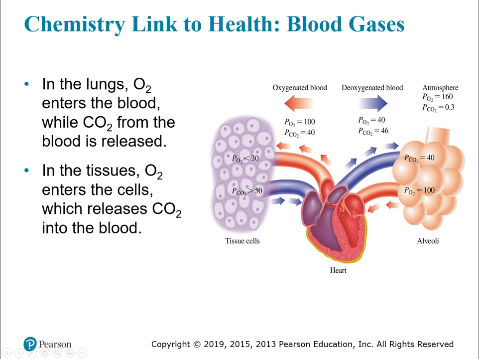Now we're going to link up partial pressures to the gases in our blood. When you breathe in and out, you're taking in gas and you're releasing gas. We need oxygen to survive. So you breathe in, you have oxygen, it oxygenates your blood. You release carbon dioxide from your blood and you breathe it out. In your tissues, you have that same exchange where the oxygen goes in and the carbon dioxide is released out into the blood. The blood releases it through your lungs, right?